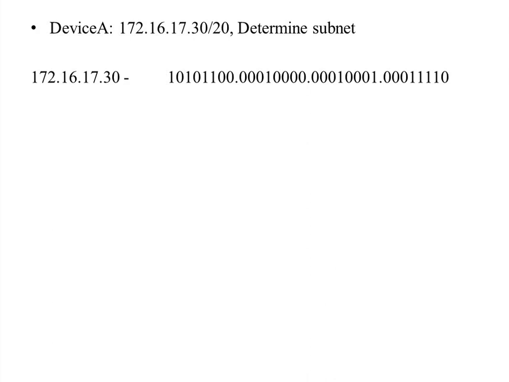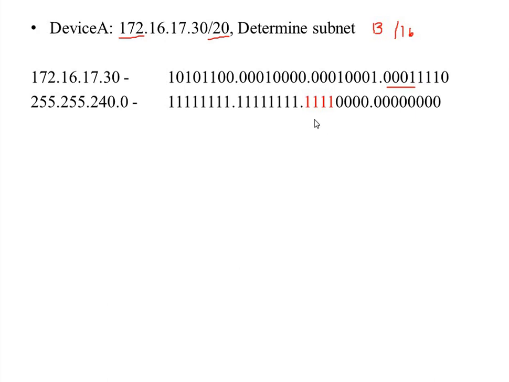Now this is 172, which means this belongs to class B, and I have represented it like this. Now I need to design the subnet mask. For a class B subnet mask, the natural mask is /16. Now here it is given as /20, so I have to steal 4 bits from the host portion and take them into the network.